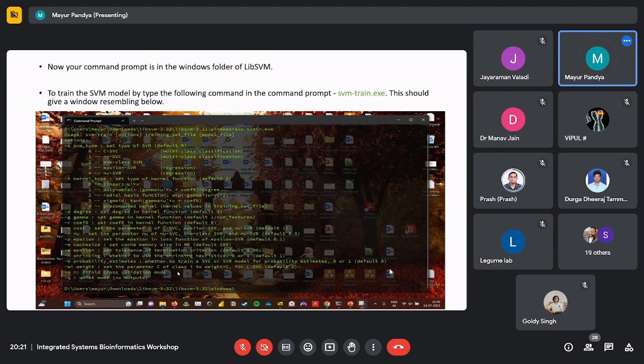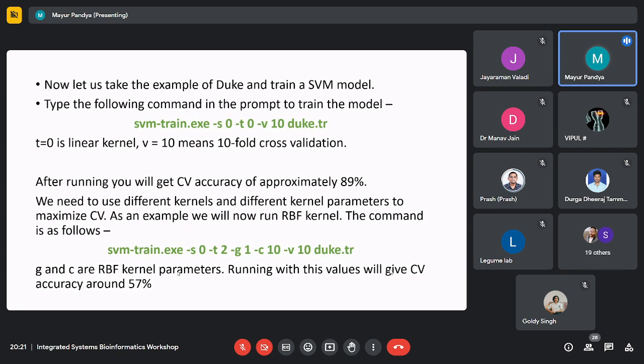So over here, we took the Duke training dataset example, and we trained our SVM model. This is the command that we typed for that: svm-train.exe, like sir said, -s 0 for the type of SVM, -t 0 indicates a linear kernel, and duke.tr. So t equal to 0 is linear kernel, -v 10 means we are doing a 10-fold cross-validation over here. And after running, we get a CV accuracy of approximately 89%.